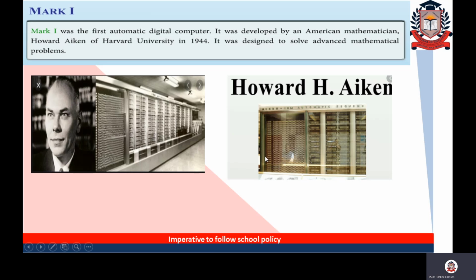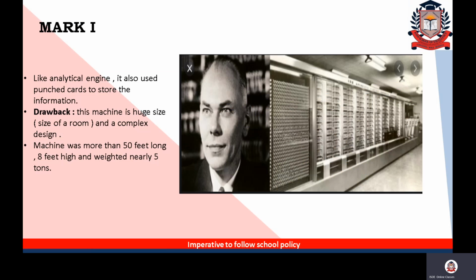Okay, if you see the machine, it is very huge. I heard that it is a room-sized machine. Okay, and let's see what Mark I does. Like the analytical engine, it also used punched cards to store the information. In the analytical engine he also used punched cards, correct? So in this also he used punched cards to store the information.